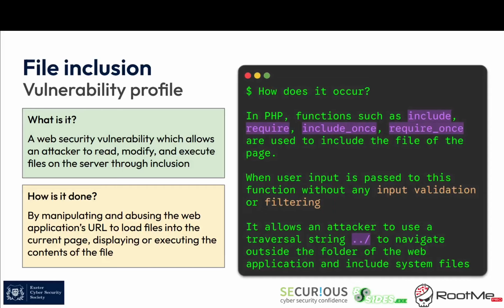So this time the functions we have to be careful of are the include_once and require_once functions. Essentially in PHP, these functions allow you to get the contents of a file and load it into the context of where the script is. Same thing, if there's no input validation or filtering, the attacker can still use traversal strings to navigate outside of the folder of the web application. There are two different types of file inclusion: local file inclusion and remote file inclusion. We will go into the local one first, and then talk about the remote one after.